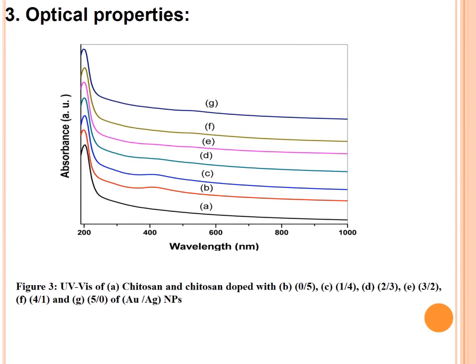With increasing gold nanoparticles ratio, the peaks at 410 and 528 nanometers disappear. That means complexation between chitosan and both silver and gold nanoparticles alloy, and this result agrees with the data in XRD and FTIR spectrum.